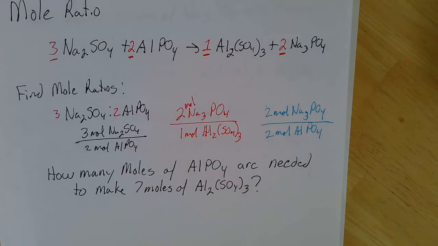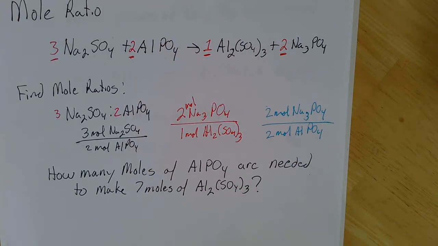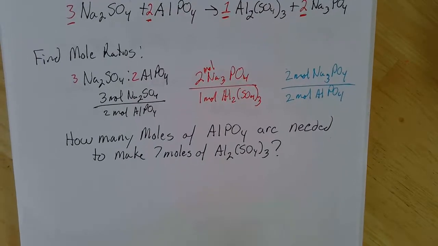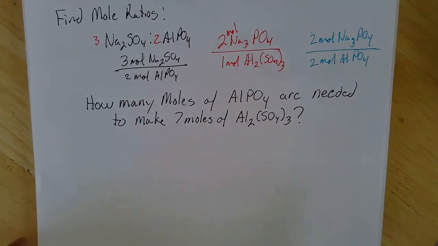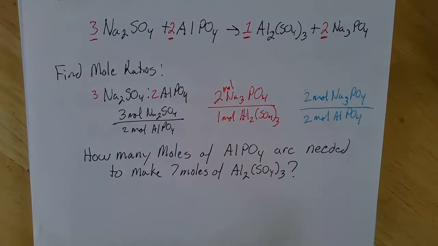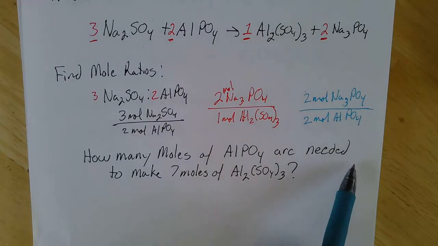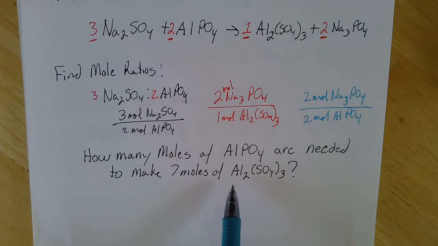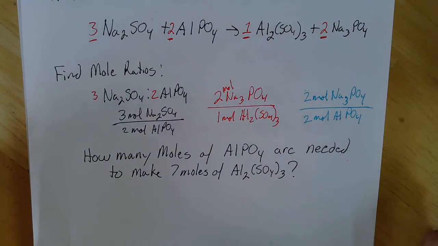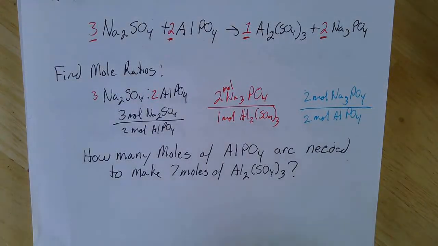So that's part of finding the mole ratio. Pretty simple concept, as long as you have a balanced chemical equation, it's just putting any two things together. So now what we're going to do is we're going to use that to solve this problem, right? How many moles of AlPO4 are needed to make 7 moles of Al2(SO4)3? All right, so the idea is we want to know how many moles it takes to make. It sounds backwards because it sounds like we should make something equal this. Don't worry about that, right? It's just a math problem.